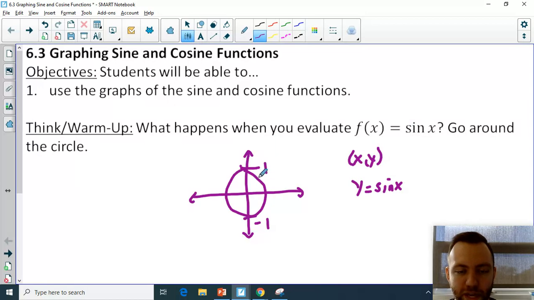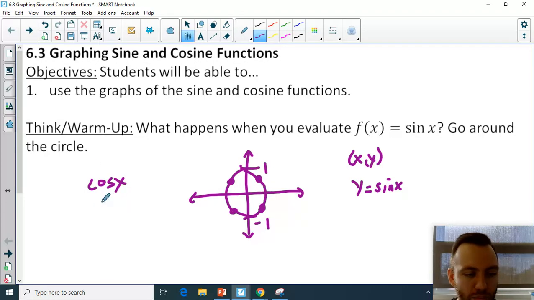So sine of x stays between -1 and 1. And notice we have repeat answers too, right? The y value here is going to be the same as the y value here. Likewise the y value here is going to be the same as the y value here. And then if we did cosine, let's just think about cosine x for a second, right? Kind of the same thing, right?